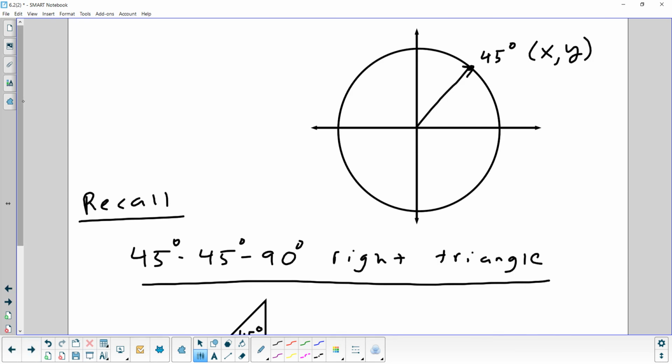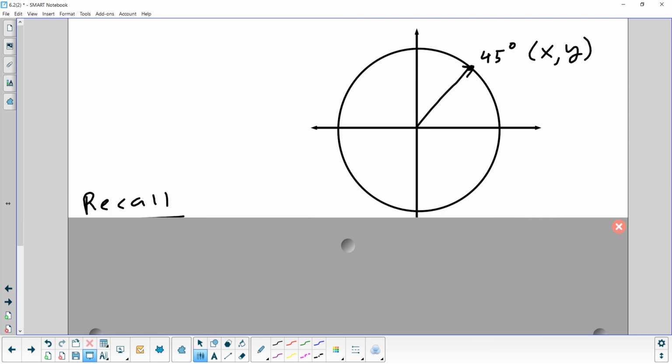Okay, so let's start with a 45-degree angle. So, just like I've done for different angles, I got 0 degrees here, 90 here. 45 degrees would basically be a ray with a slope of 1. It would be halfway between 0 and 90. And here's the coordinate where the terminal point hits the circle. That's what I need to find. So remember what a coordinate means. X measures horizontal movement, y measures vertical movement.